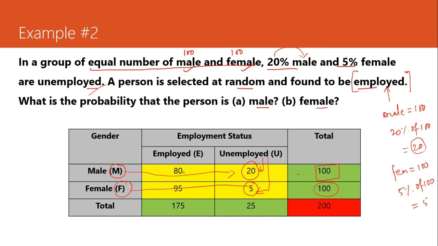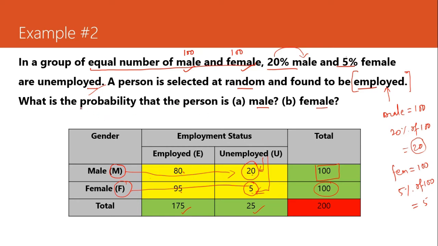Now if this is 20, this has to be 80, right? Because 80 plus 20 should be 100. And if this is 5, this has to be 95, because 95 plus 5 should be 100. Now 80 plus 95 is 175 and 20 plus 5 is 25. Pretty easy, huh? Now after making this table, solving the question is pretty easy.